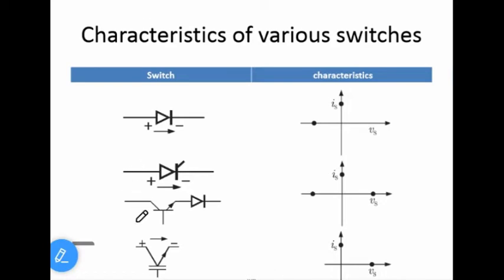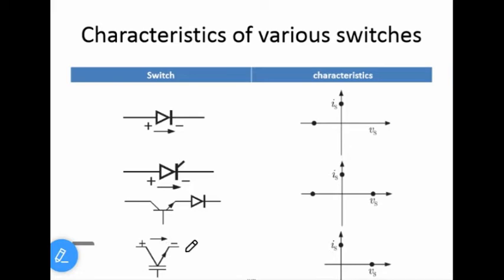Therefore, these two combinations work similarly. One important point I want to say here is you can apply unidirectional voltage to the BJT. You can't apply bidirectional voltages. You can apply unipolar voltages to BJT, MOSFET, and IGBT. Therefore, we consider this another switch, the BJT. You can take either MOSFET or BJT. You will get similar characteristics.